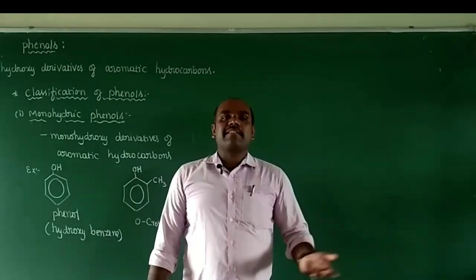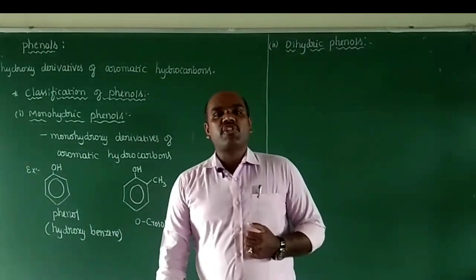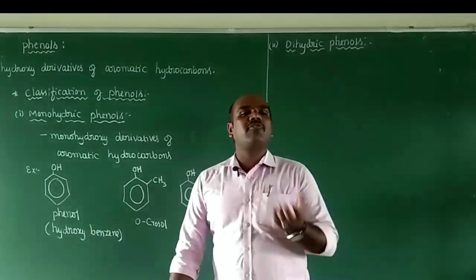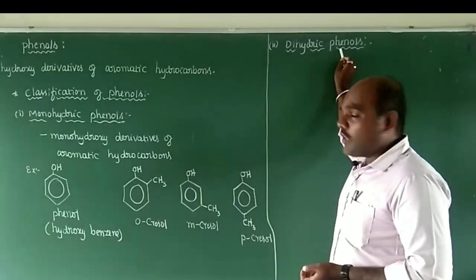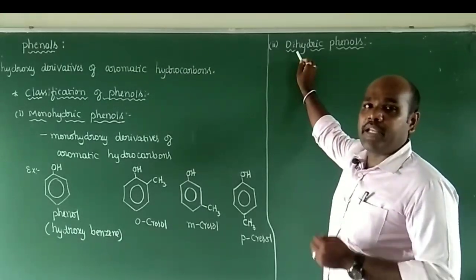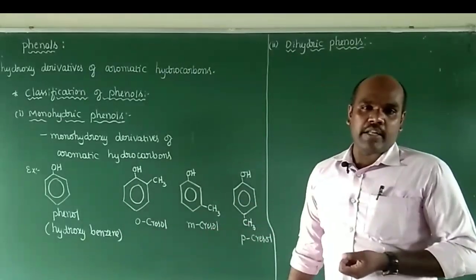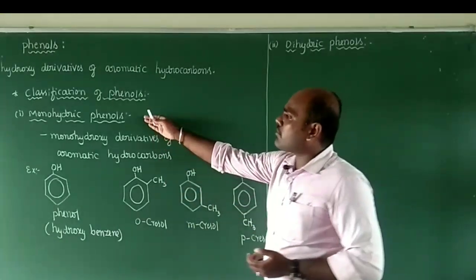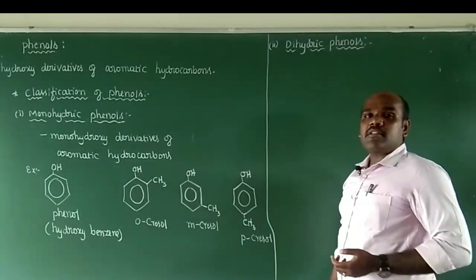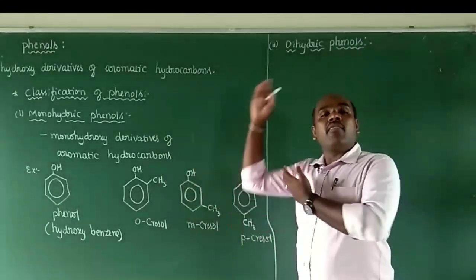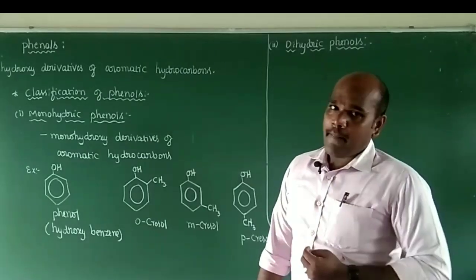Now we shall go with the next classification of phenols. The second classification of phenols, depending upon the number of hydrogen atoms of the benzene replaced with OH groups, is dihydric phenol. Once again the name itself tells you these are phenols in which two hydrogen atoms on the benzene ring were replaced with hydroxy groups. So we can simply say these are the dihydroxy derivatives of aromatic hydrocarbons. Just as monohydric phenols are the monohydroxy derivatives, dihydric phenols are the dihydroxy derivatives of aromatic hydrocarbons. That means there will be two OH groups on the benzene ring.